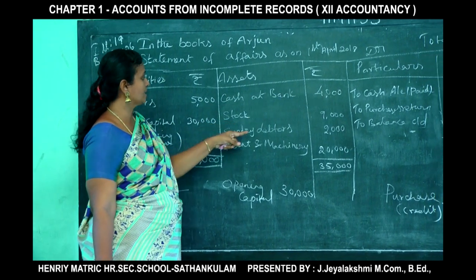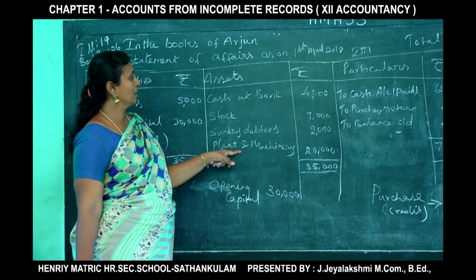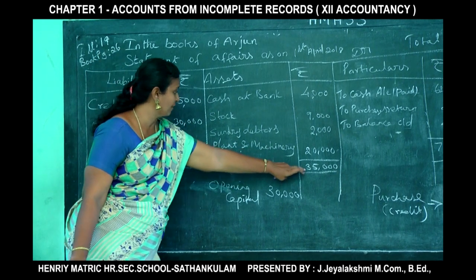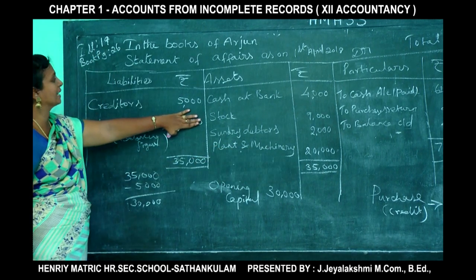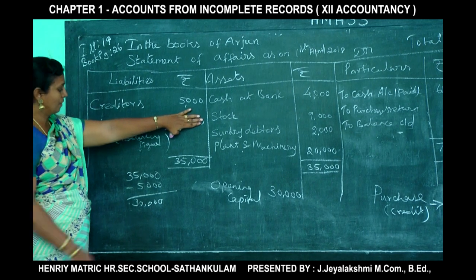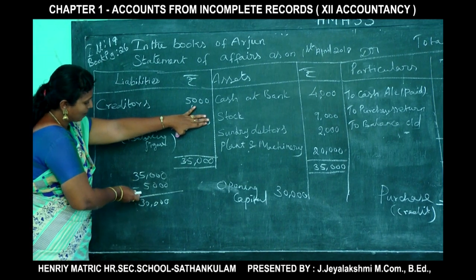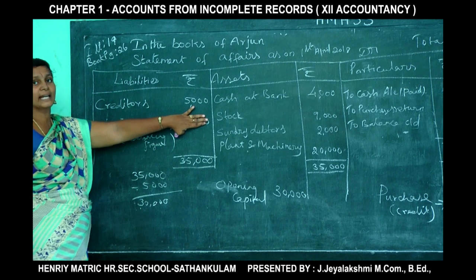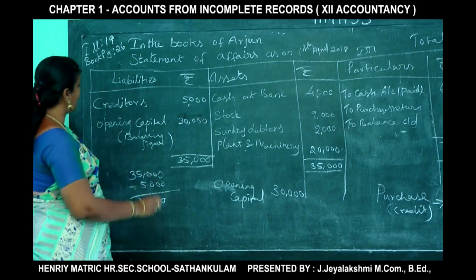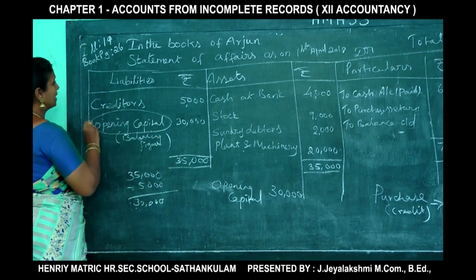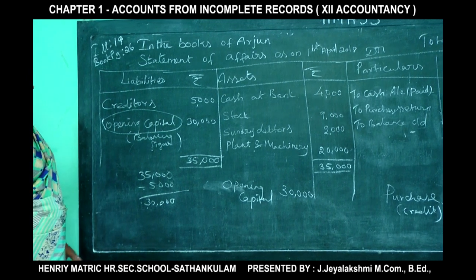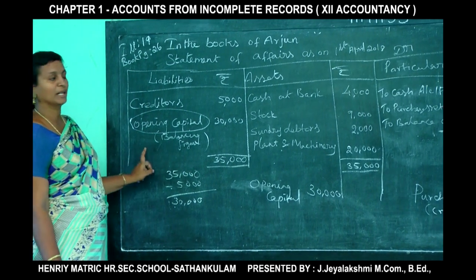Then stock also, sundry debtors, plant and machinery. Okay, so we have 35,000. Here we have only the creditors amount as a liability. So we have to deduct 35,000 minus 5,000, we are getting 30,000. So this is the opening capital, the amount we get from the statement of affairs.